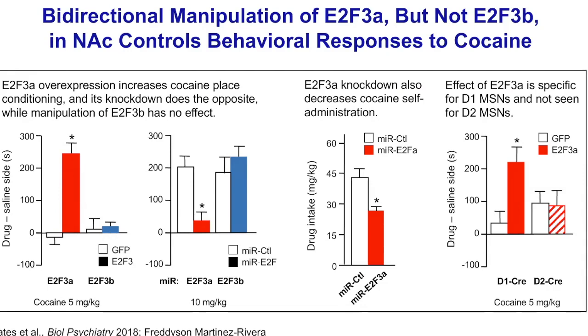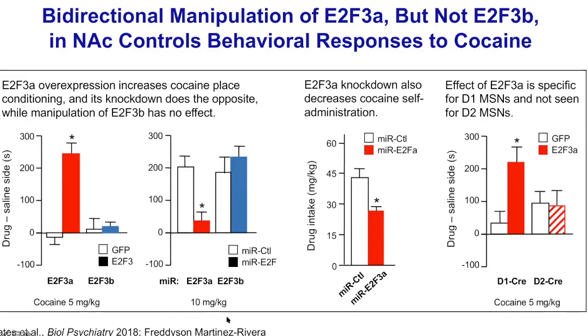The converse is true using a microRNA and a higher dose of cocaine that produces a significant rewarding signal under control conditions. Knocking down endogenous E2F3A blunts that rewarding response. Knocking down E2F3B has no effect.